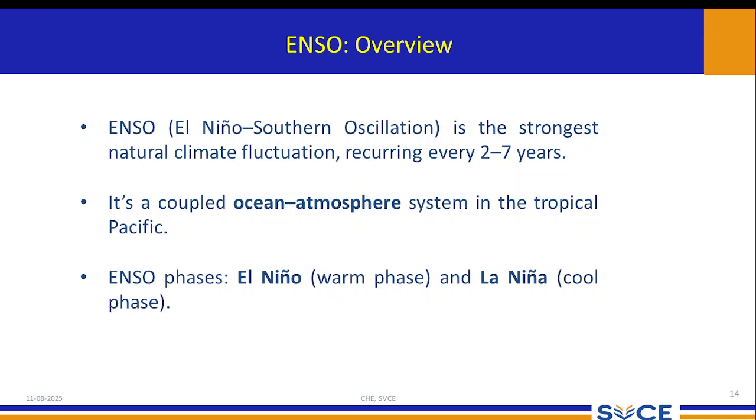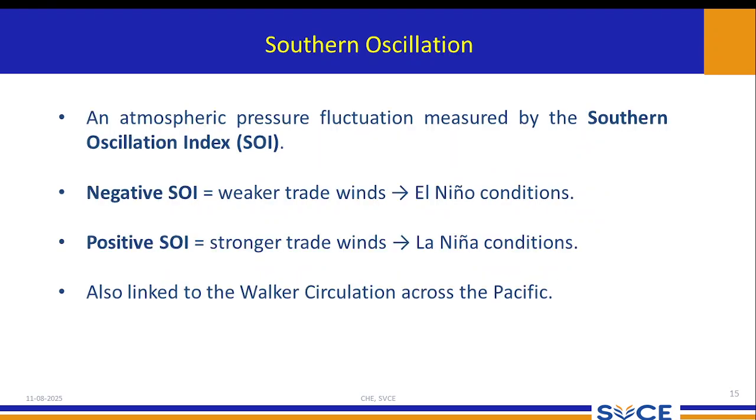ENSO phases: El Nino and La Nina. One is the warm phase and another one is the cool phase. And the southern oscillation, an atmospheric pressure fluctuation measured by the Southern Oscillation Index. What is the Southern Oscillation Index? It is divided into negative Southern Oscillation Index and positive Southern Oscillation Index. Negative SOI is nothing but the El Nino condition. Positive Southern Oscillation Index is a La Nina condition.